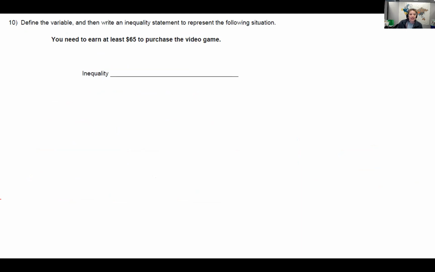Number 10, define the variable, then write an inequality statement. That means greater than, less than, to represent the following situation. You need to earn at least $65 to purchase a video game. All right, so first it wants us to come up with a variable. So I'm going to say X, and in this situation, I'm going to say X is how much money I need to earn.